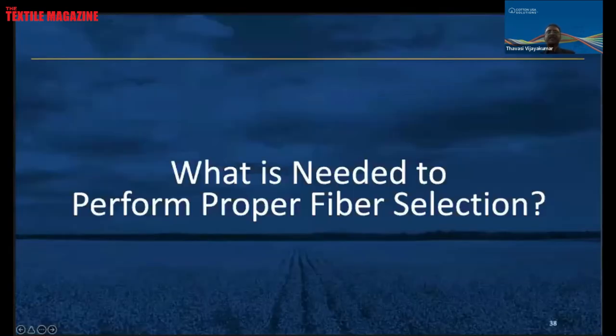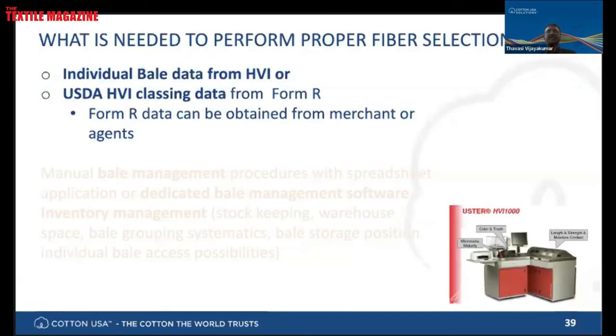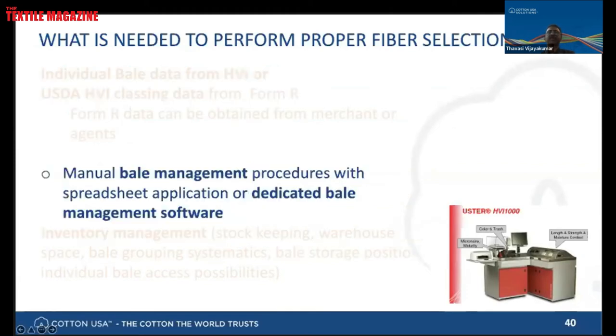Now let us concentrate on what is required for fiber selection and implement it successfully in a spinning mill. HVI data should be available for all the bales to be used in the laydown. HVI data for US cotton is available with our firm. This data can be obtained from merchants or agents. Laydowns are created using a spreadsheet or software, and I have shown, just a few slides back, the laydowns that can be prepared. It is not a very difficult thing to do.